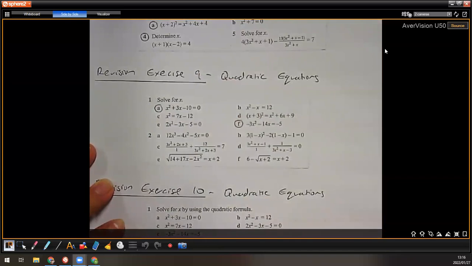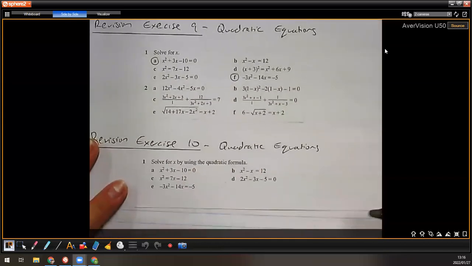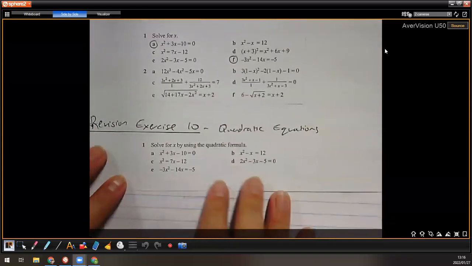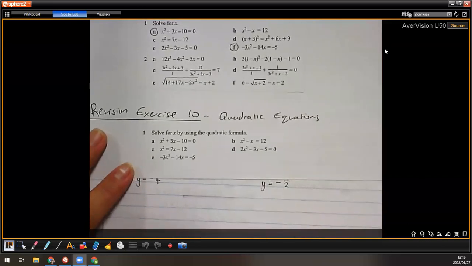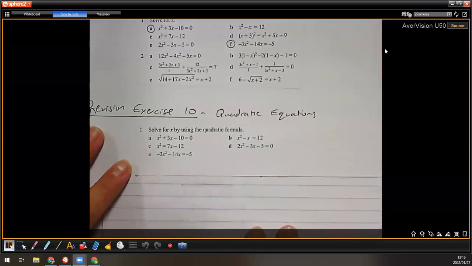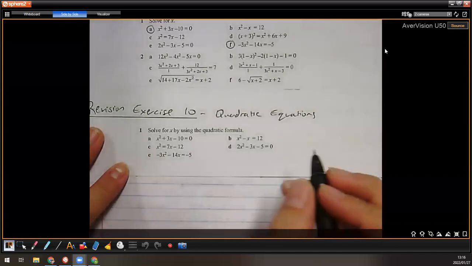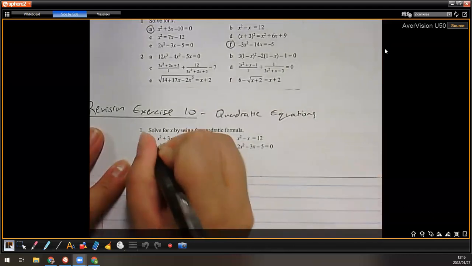So I'm just looking through the others. Okay, let's leave it at that because we haven't done surds yet. And these, I don't want you to do these fraction ones. All right, so it's just those two in exercise 9. Then in exercise 10, I want you to do C and E.